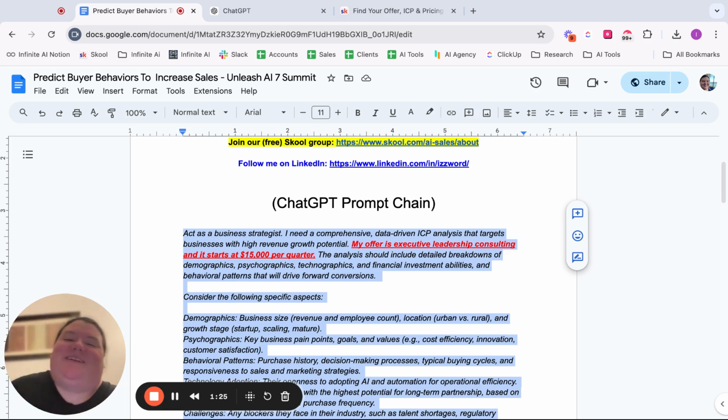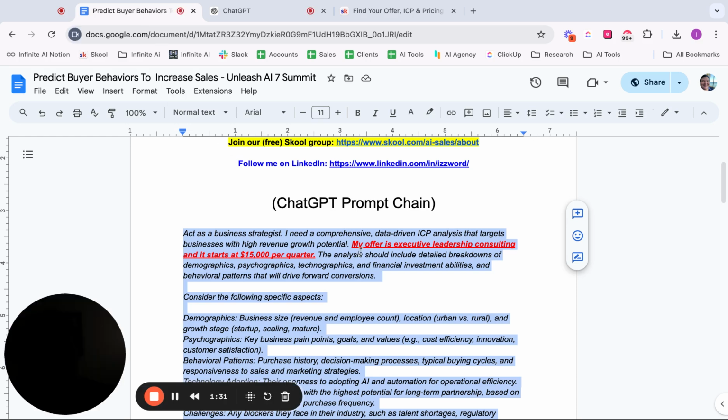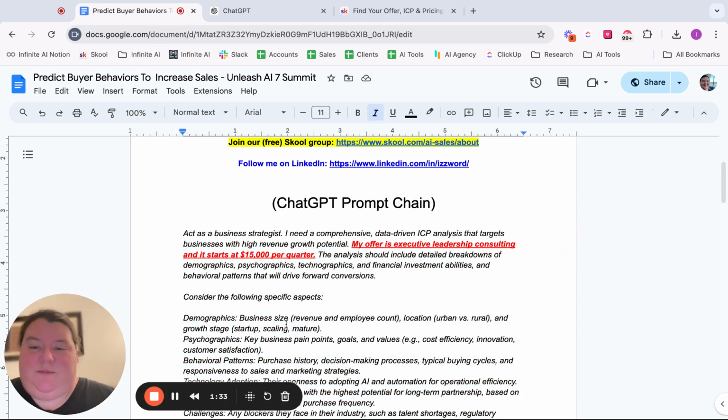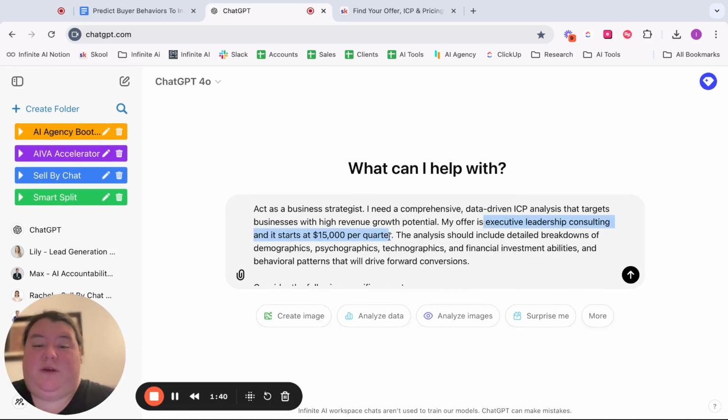All right, so now that you know how to find the prompts and how to claim them, you're going to copy this entire prompt, put it into ChatGPT, and the only thing you need to change is this thing in red, which is towards the top. My offer is, insert whatever your offer is.